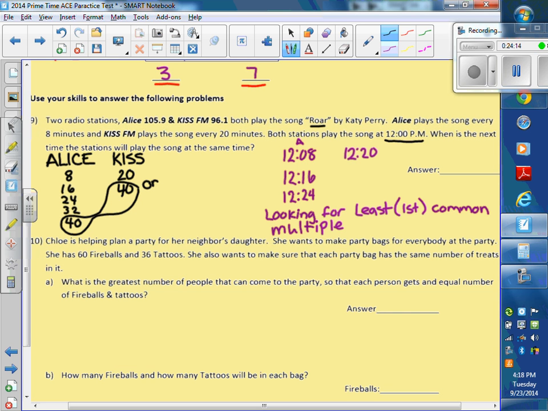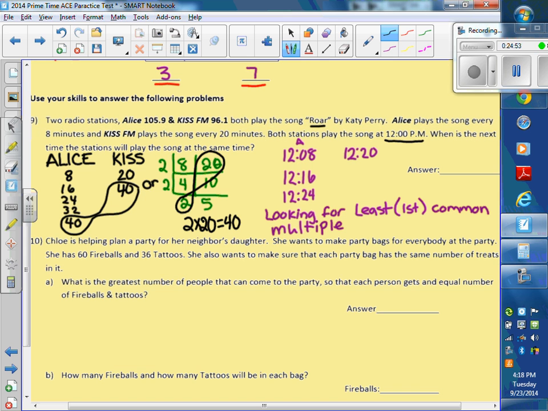Or you could use the ladder, which when you have some numbers, the ladder is quicker. Take out a common factor of 2. 8 divided by 2 is 4. 20 divided by 2 is 10. Take out another common factor. 4 divided by 2 is 2. 10 divided by 2 is 5. Remember, take the bottom of one side and multiply by the top of the other. 2 times 20. 40 minutes later.